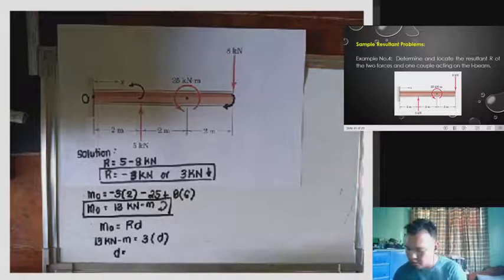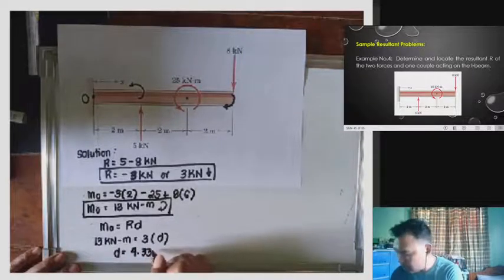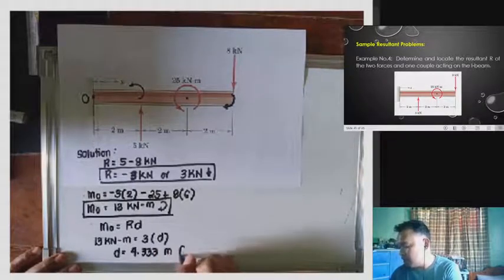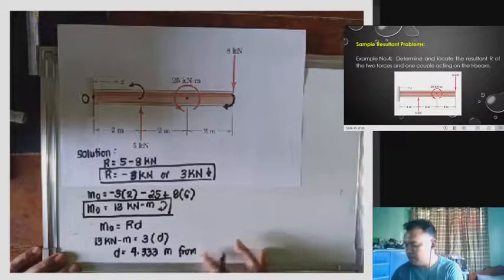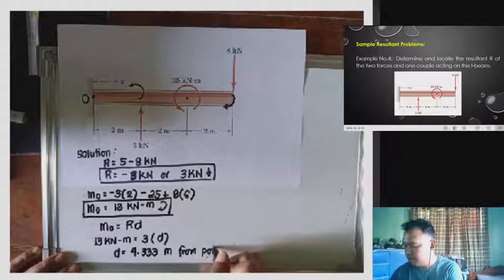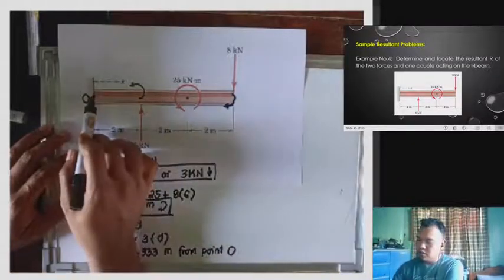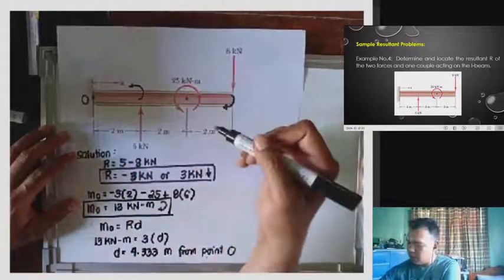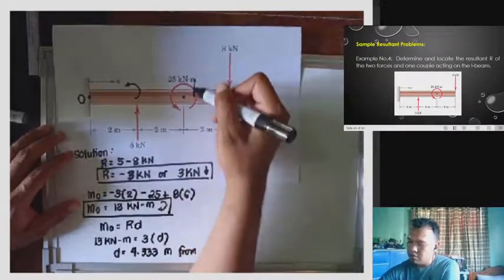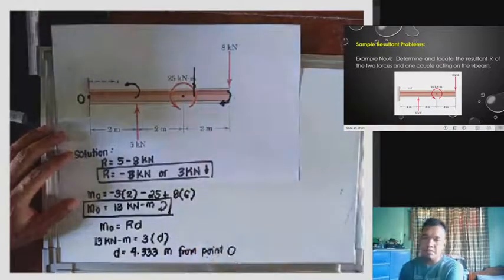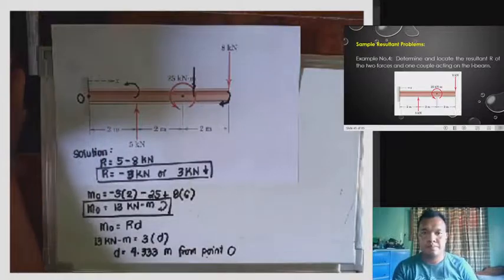We have here 4.33333 meter from X or from O. Okay. So, from point O, makikita natin yung resultant, 4.33. Dito pa banda yun. Dito yung resultant value natin. Okay? Next.